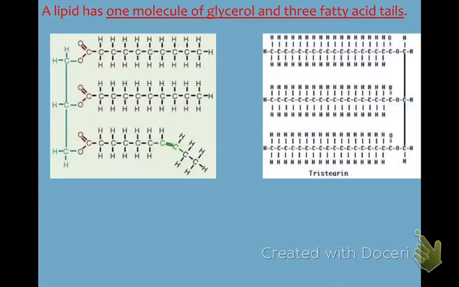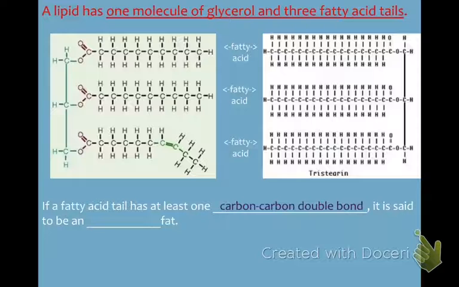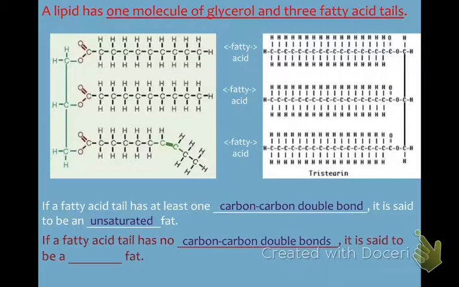So a lipid has 1 molecule of glycerol and 3 fatty acid tails. That's always going to look like that, okay? If a fatty acid tail has at least 1 carbon-carbon double bond, where it doesn't have hydrogen on both sides of it, it is said to be an unsaturated fat. So for example, right here, you see how there's only 2 hydrogens instead of having 4 hydrogens right there because of the double bond? This is an unsaturated fatty acid.